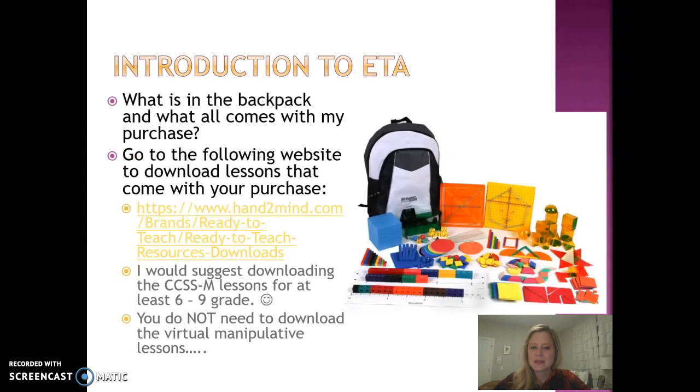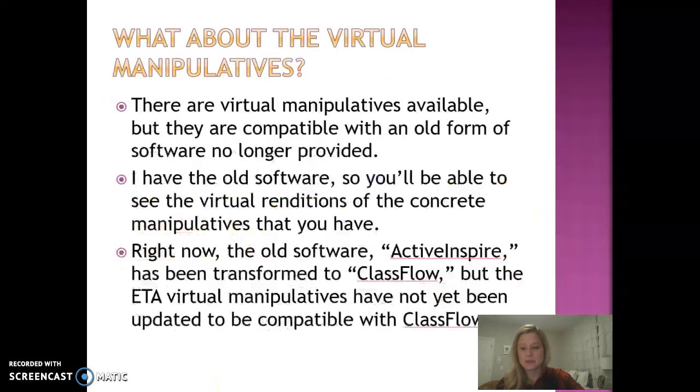So in your backpack, you have a slew of materials, and what you don't see in there are the various items that come with the backpack. So what I'd like you to do is to go to this website, which is also in the Blackboard shell, and to download the 6th through 9th grade lessons. You do not need to download the virtual manipulative lessons that come with them. Why not? The website is a little bit outdated. The virtual manipulatives are available, but they now cost money.